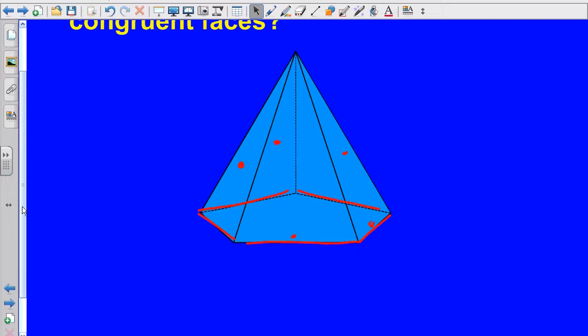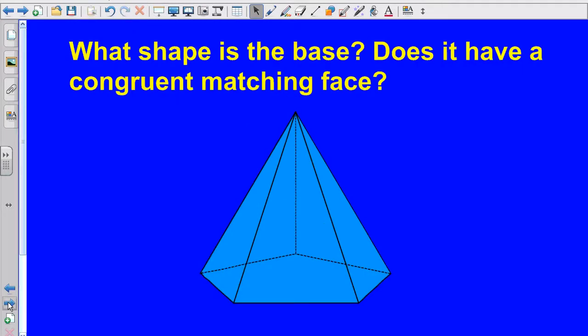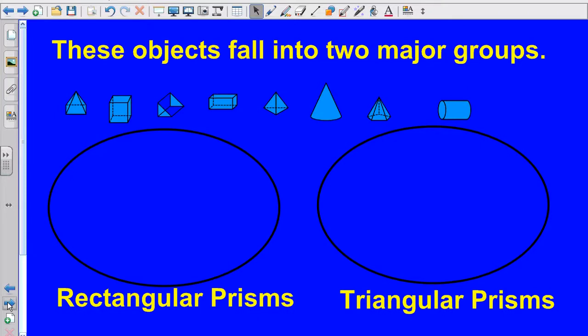Does the base have a congruent matching side? No, it doesn't. There's only one pentagon there, the one on the bottom, and it does not have a matching partner. What shape is this base? I just asked this question, didn't I? It's a pentagon. Does that have a matching one? No. I'm getting ahead of myself here.